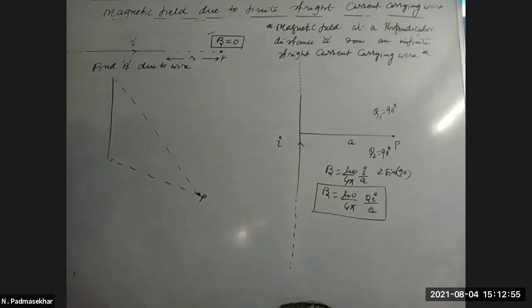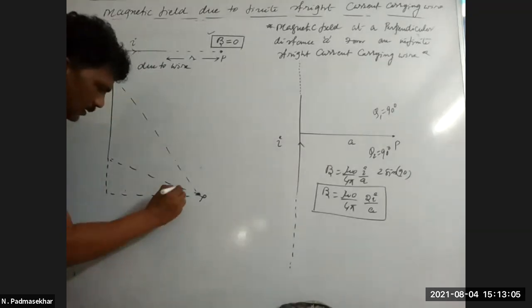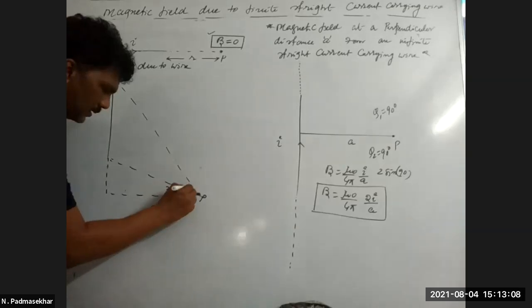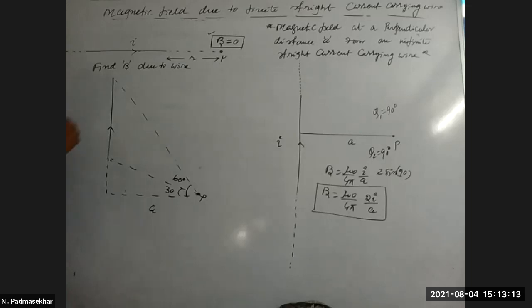So this angle is there, and here if you draw this one, it is at a distance A. This angle is 30, this angle is 60, and this is the current I. Okay. So what is the magnetic field? Magnetic field is equal to what?